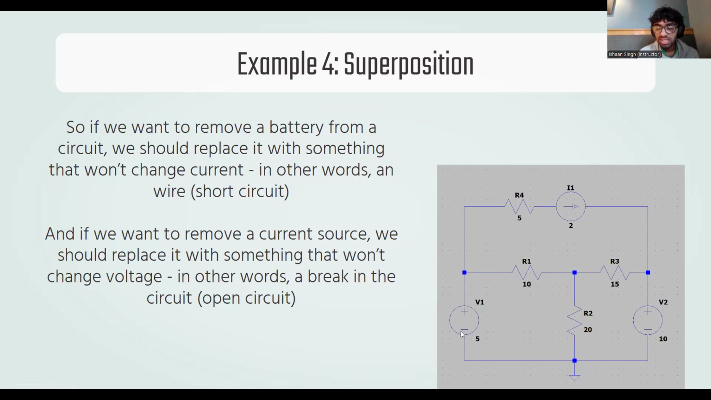Okay. To isolate a battery, we keep the battery, but we replace all the other current sources with breaks in the circuit, open circuits, and we replace all the other voltage sources or batteries with short circuits. Okay. And then we just analyze it one source at a time. So that was what our first step was.